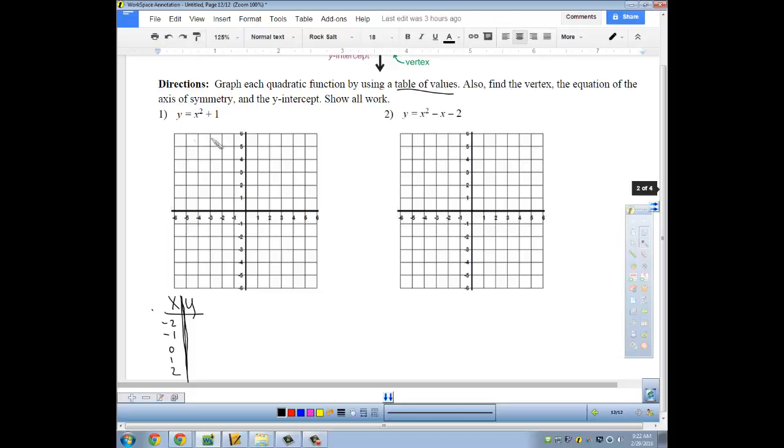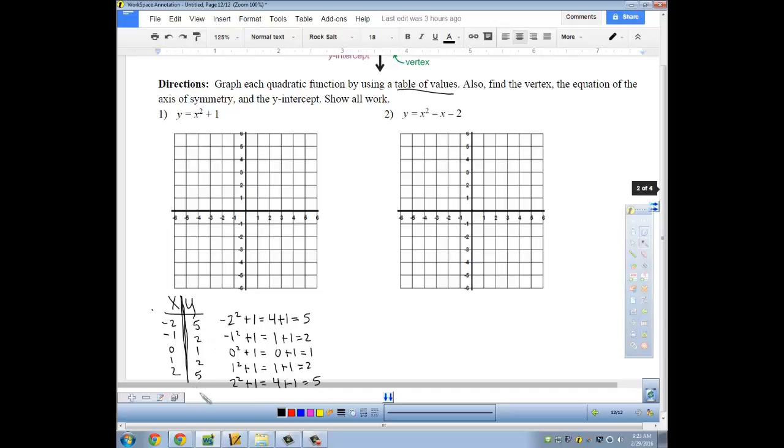So I'm going to use this equation and plug in my numbers. So x squared, so -2 squared plus 1. That would be 4 plus 1, which is 5. Next, I'm going to plug in -1. So -1 squared plus 1. -1 times -1 is 1. 1 plus 1 is 2. If I plug in 0, 0 squared plus 1. 0 squared is 0. Plus 1 is 1. If I plug in 1, 1 squared plus 1. 1 squared is 1. Plus 1 is 2. And then if I plug in 2, 2 squared plus 1. 2 squared is 4. Plus 1 is 5.